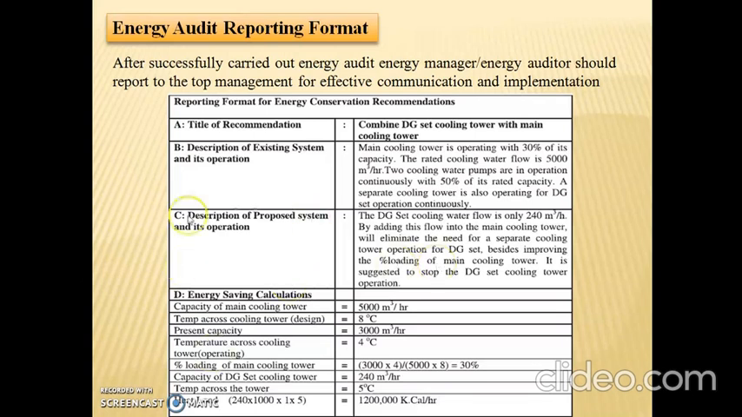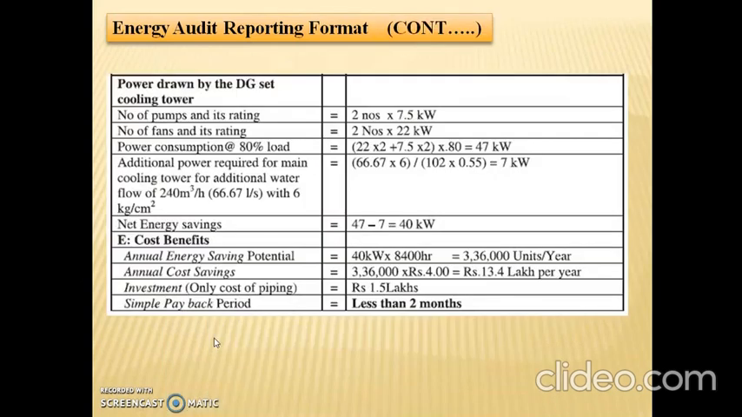This energy audit report consists of, first, the title of the recommendation, like in this case, combining the DG set cooling tower with the main cooling tower, with cooling tower load redistribution. Second, a brief description of the existing system and its operation. Then you state your proposed system and operation. Then you show the energy saving calculations, finally the power drawn by the tower, meaning the actual calculation part. And finally the cost benefit, which should be attractive. And finally the simple payback period, and if management gets convinced, then the project gets approved.